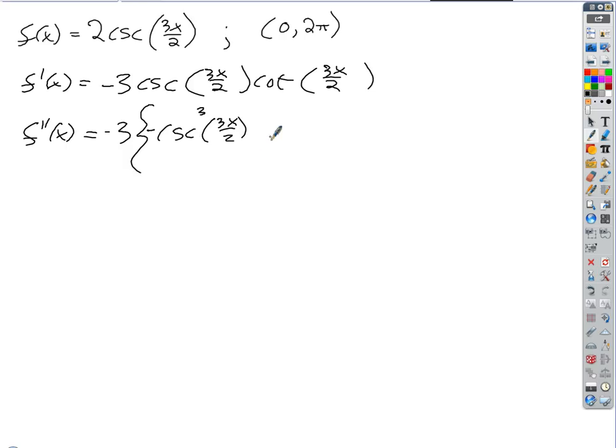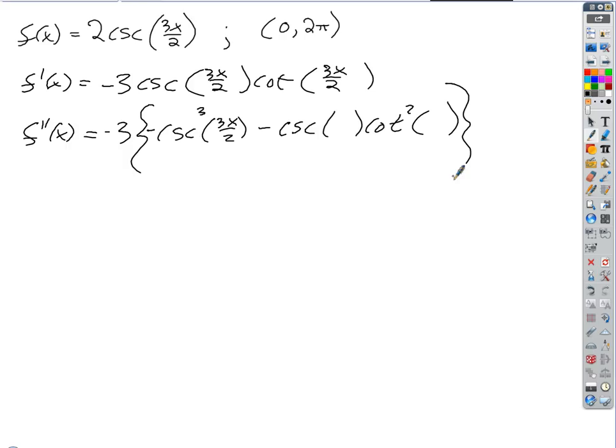Plus cotangent times the derivative of cosecant, right? The derivative of cosecant is negative cosecant cotangent. So the overall sign of the term becomes negative, and we end up with cosecant cotangent squared. The derivative of cosecant is cosecant times cotangent, which is being multiplied by cotangent. So cosecant cotangent squared, right? Does that make sense?